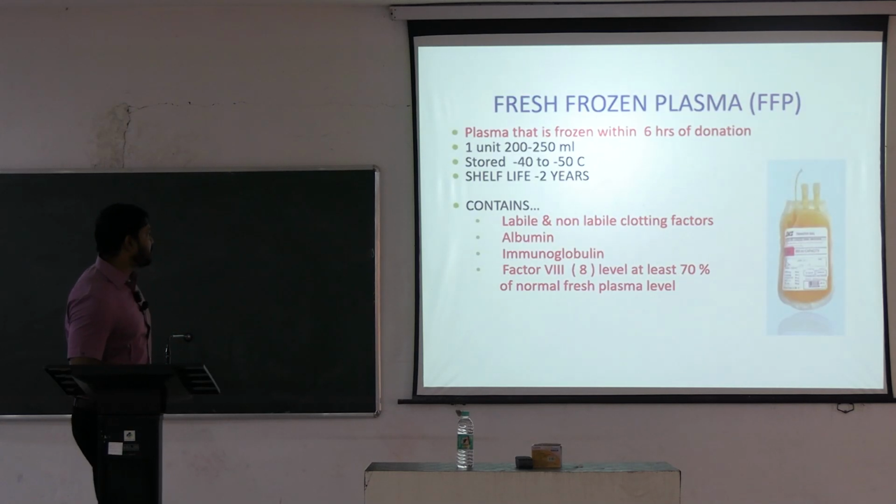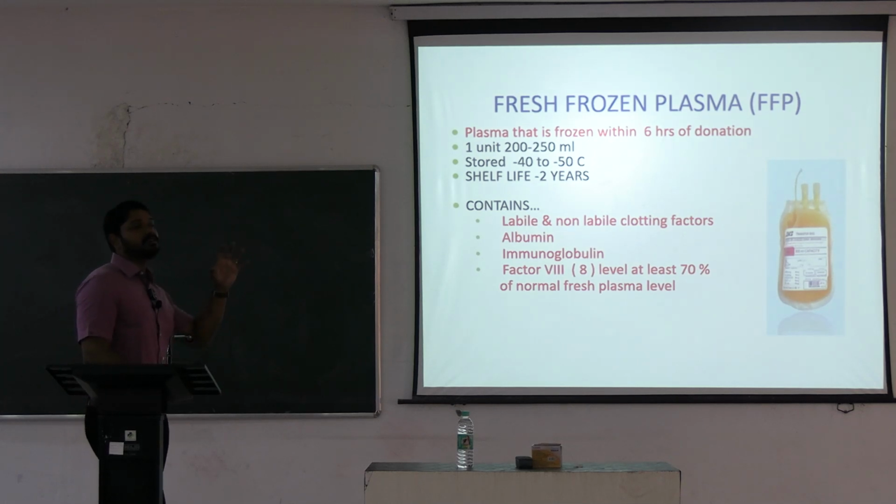Fresh frozen plasma. This is the plasma that is frozen within 6 hours of donation. It has labile and non-labile clotting factors, albumin, immunoglobulins, factor 8. Most of the clotting factors are present in this only. This is very, very important. Whenever we try to transfuse 2 or more packed red blood cells, we try to give 1 or 2 FFPs to compensate the coagulation factors.